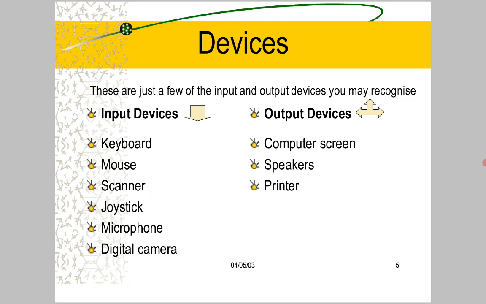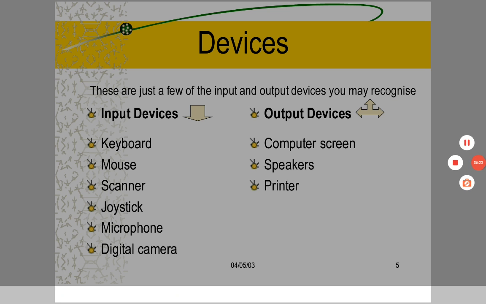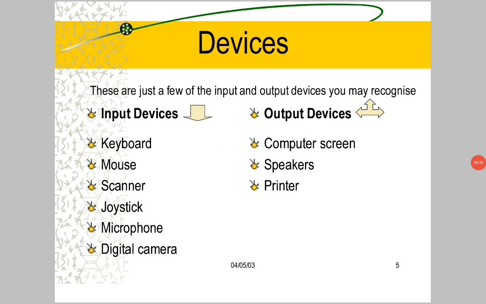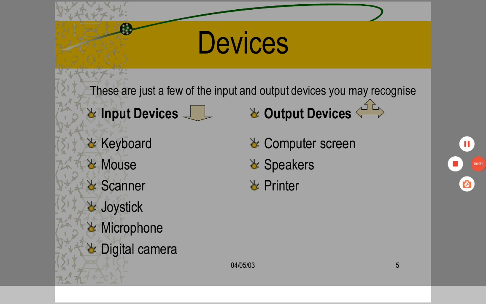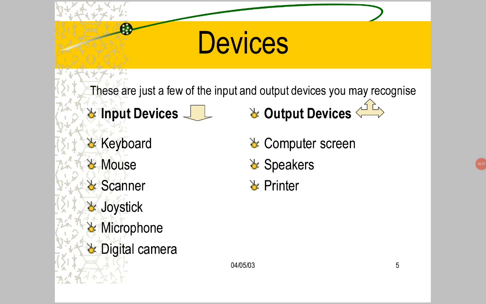First one is keyboard. Keyboard is one of the standard input devices. And mouse is also another type of standard input device. Scanner is also an input device to scan documents and papers. Joystick is also another important input device for playing video games and others. Microphones are generally used to record voices, speeches like that. Digital cameras are used to capture photos and others.